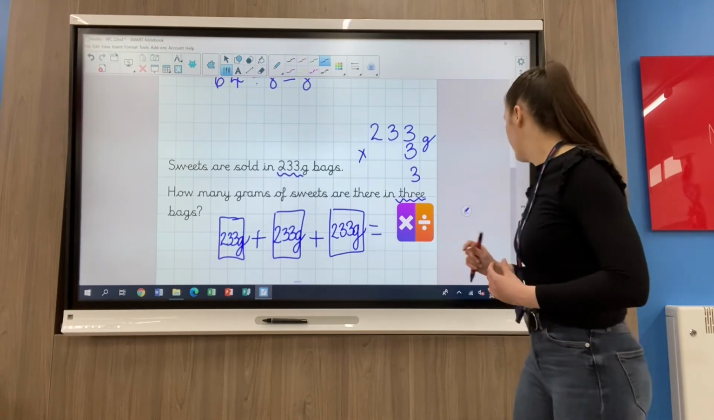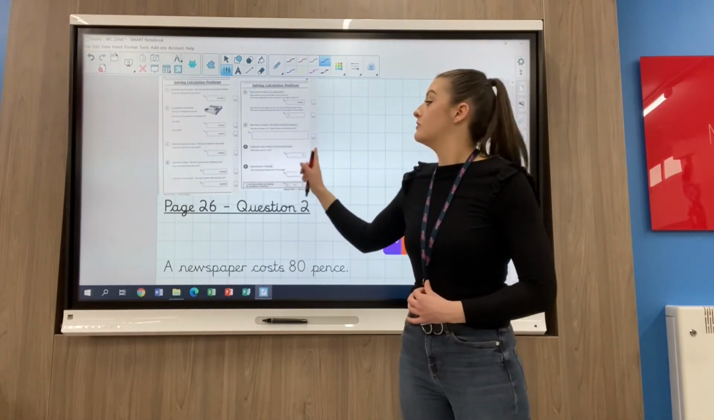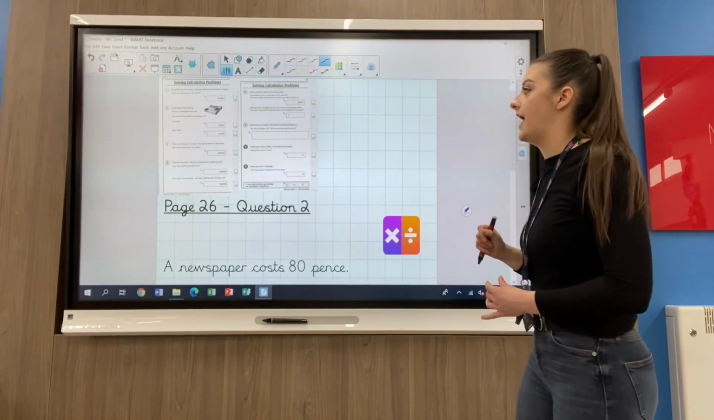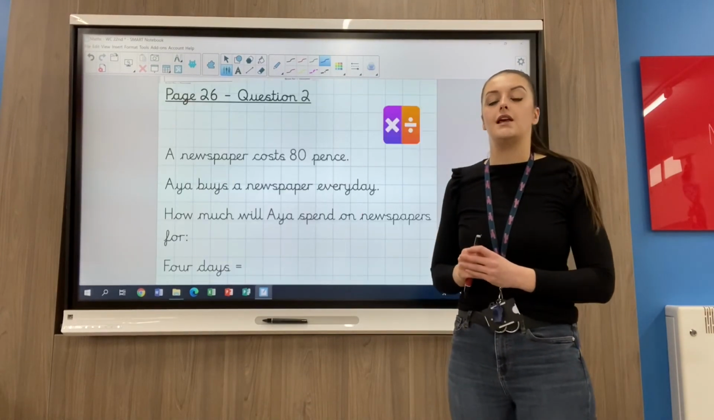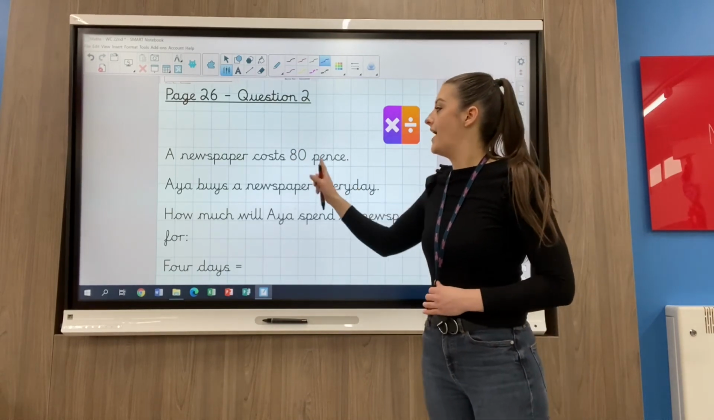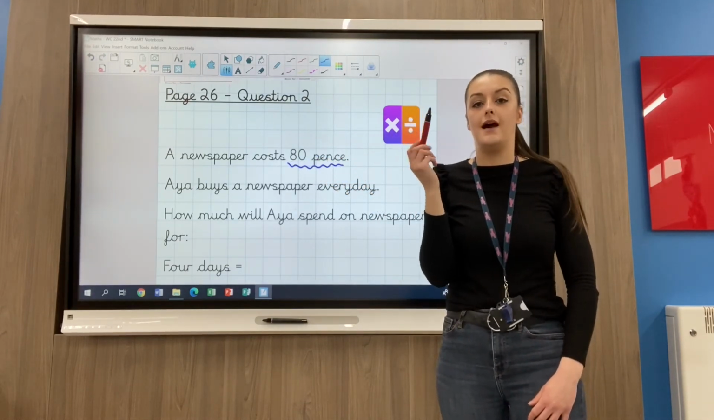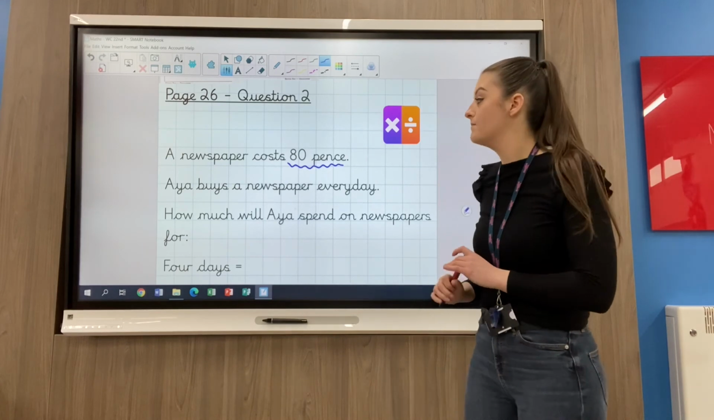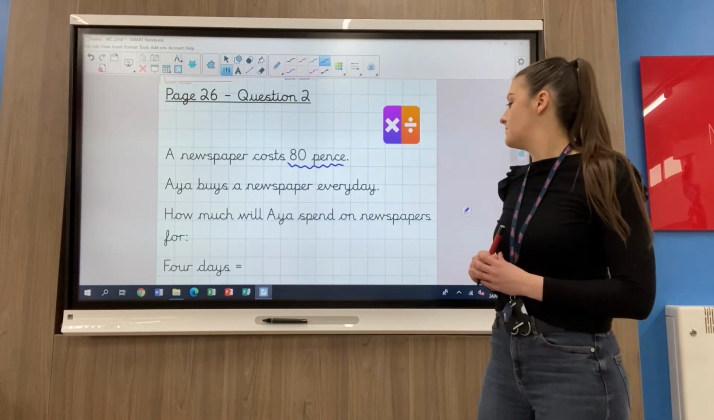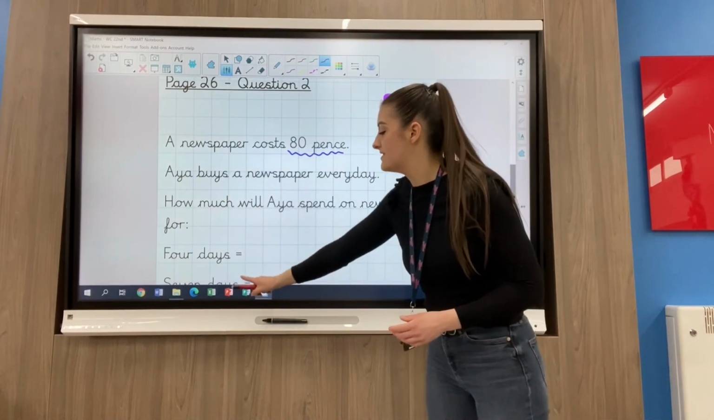Now the last thing, before I let you go and you complete your pages for today, these are your pages for today, page 26 and 27. Now question 2 on page 26 I think might be a little bit tricky. So we'll read it together and then I'm going to set you off to have a go on your own. So a newspaper costs 80p. Okay, I'm going to underline that. You could get your pencil out now and go grab your book and do the same. Okay? Aya buys a newspaper every day. How much will Aya spend on newspapers for 4 days and also for 7 days?